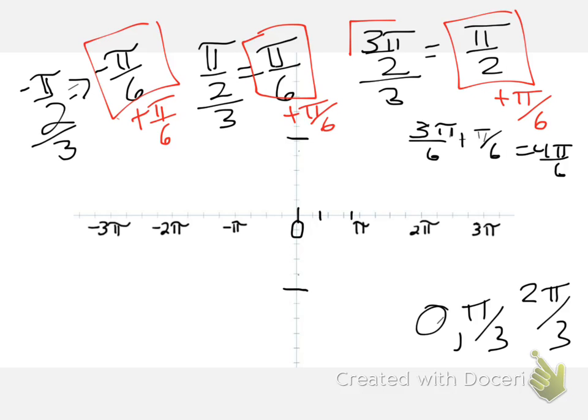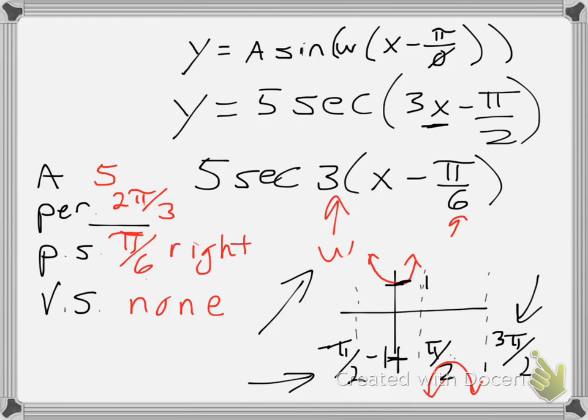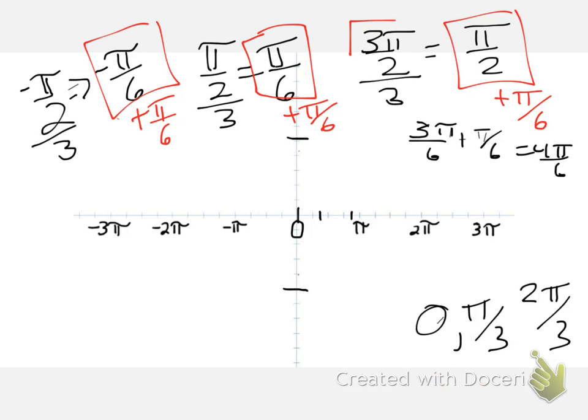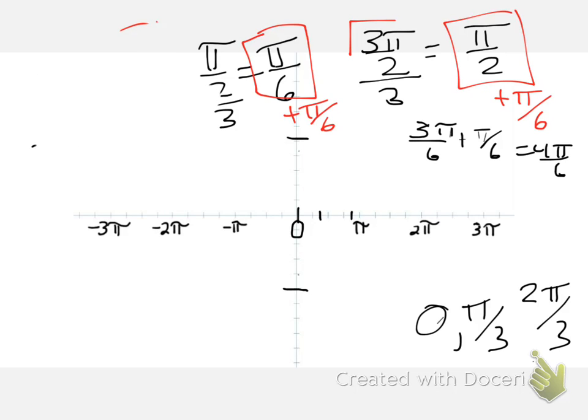And as further confirmation that this is correct, if we look back at our period, 2 pi over 3, that means the distance from the starting point of the graph to its end. So one cycle should be 2 pi over 3, and it makes sense: if we go from 0 to 2 pi over 3, that is a distance of 2 pi over 3, so it checks out. Now let me remove all this, because we want to have some room to graph.